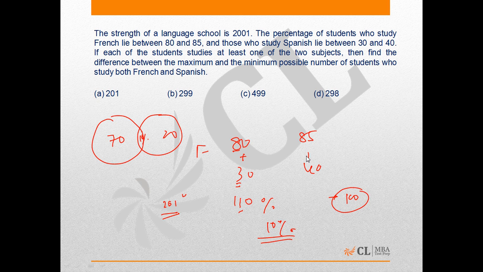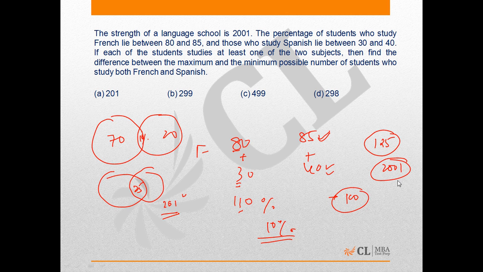Now coming to the maximum possible value, in order to find the maximum possible value, we need to maximize the percentage of those who study French as well as those who study Spanish, and when we add the higher limits or the percentage of higher limits, we'll get 125%, but we have to squeeze it to 100%, which means there has to be at least 25% common, that is those who study both the subjects, and it should be slightly less than 25%, and slightly less than 25% of 2001 will be 499.